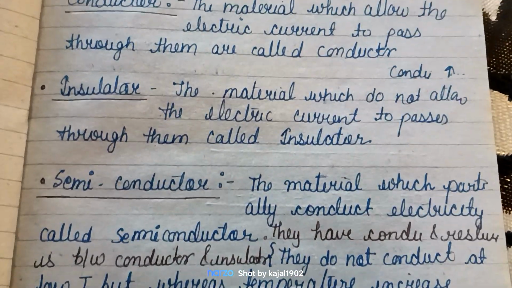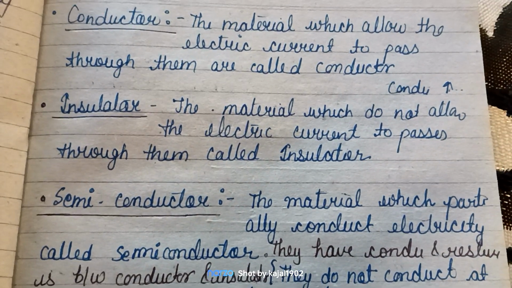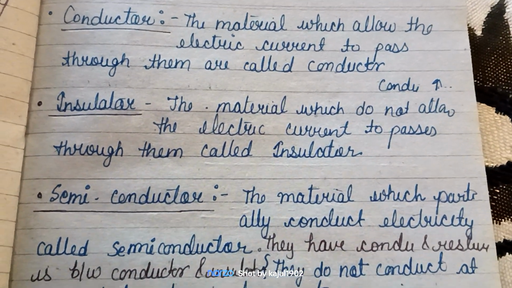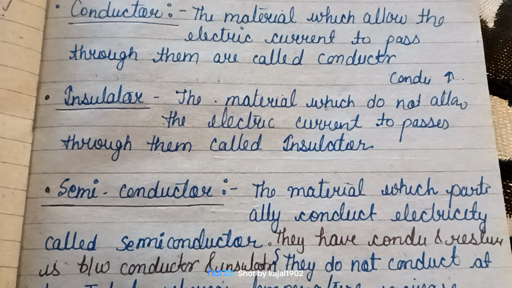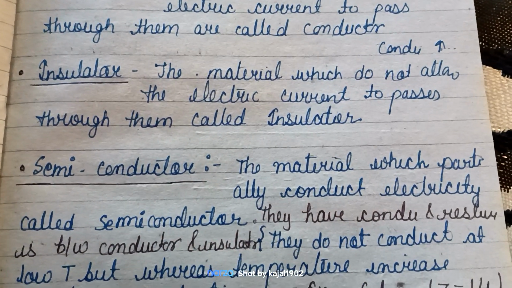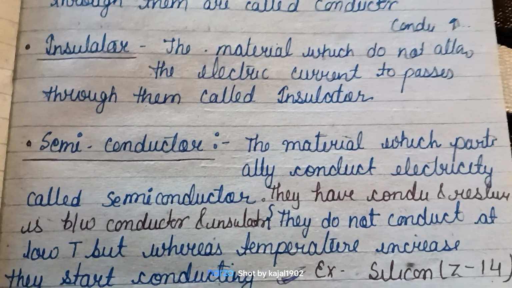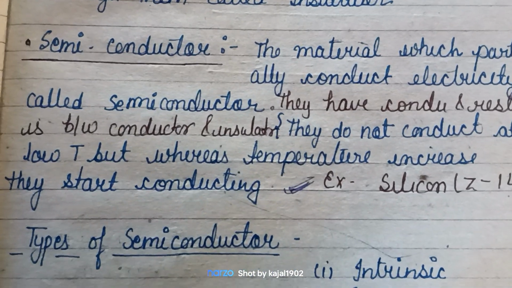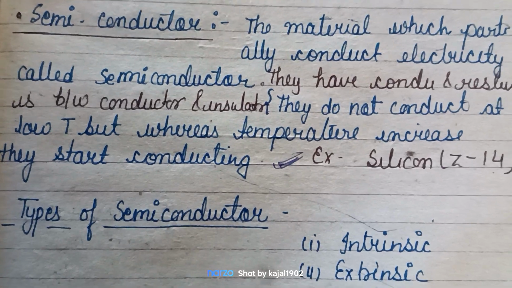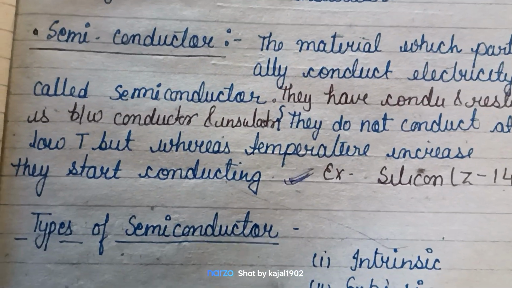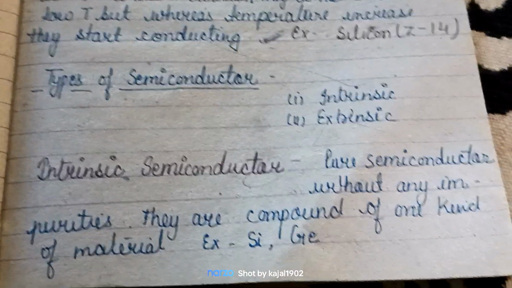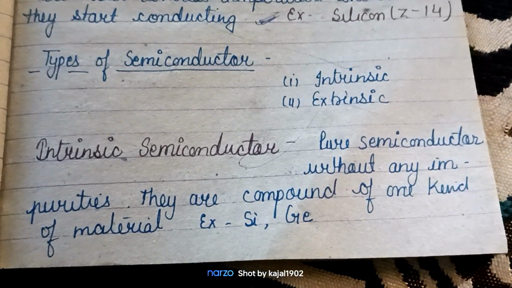So in my previous video we had already discussed the conductor, insulator and semiconductor, their major differences and other things, with the help of an energy diagram or a Venn diagram. So now in today's video we are going to discuss the types of semiconductor. So let's start. There are two types of semiconductor. The first one is intrinsic and the second one is extrinsic.